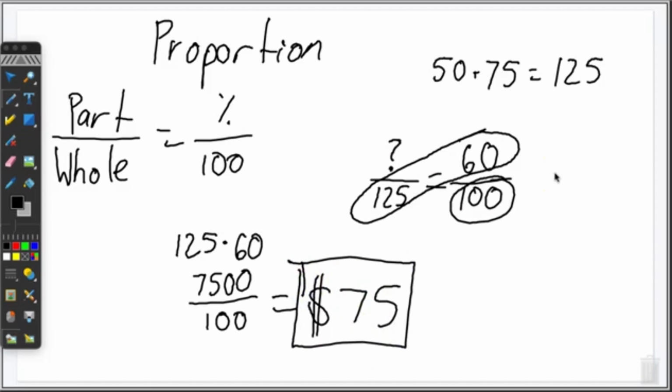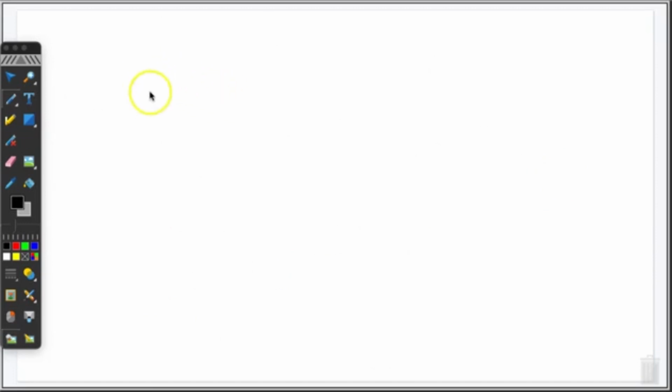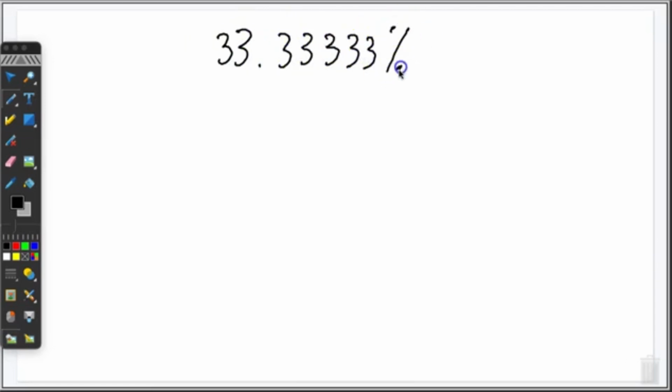Let's move on to number 2. Numero dos. What fraction has the same value as 33.33333%? So first things first, let's change to a decimal, just so we can have a decimal. How do we change a percent to a decimal? We move the decimal over to the left twice. So now it's 0.3333333.